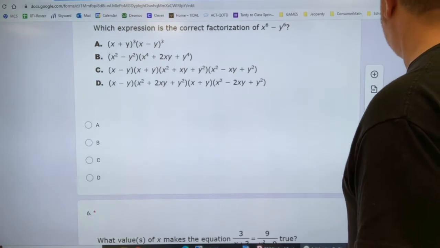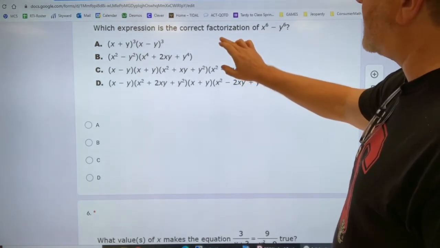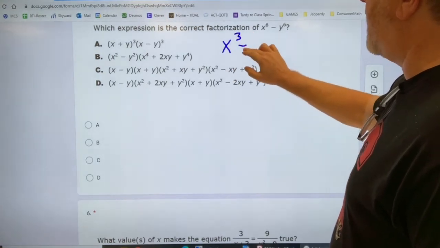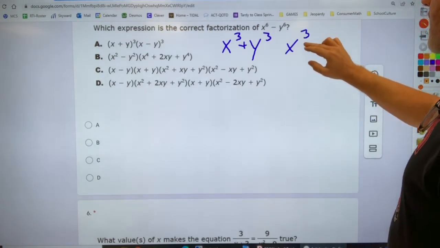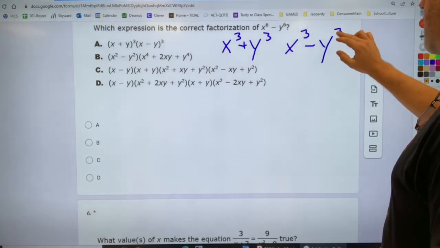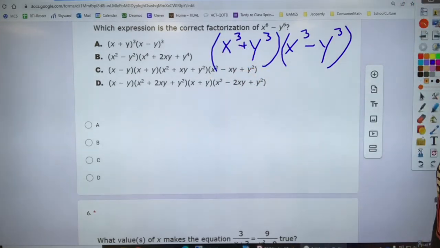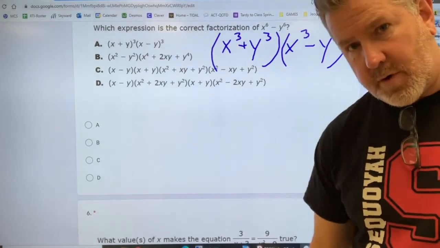Remember, there's always more than one way to solve a problem. So let's factor that into difference of squares. So x to the 3rd plus y to the 3rd, that's the square root of each one of those, and x to the 3rd minus y to the 3rd. That's what that factors into as difference of squares. Now, both of these are also factorable.